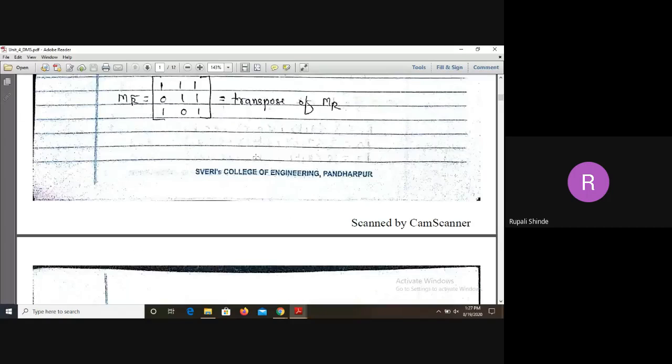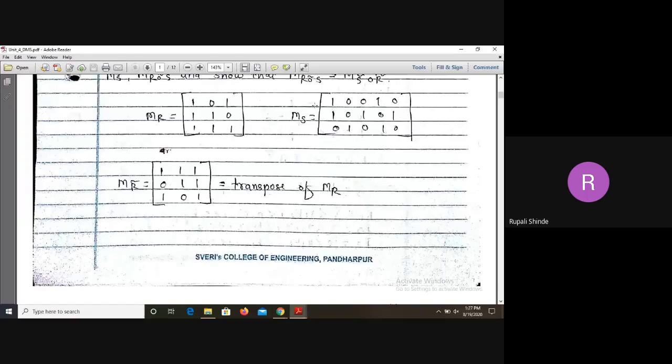Likewise we have to take now third row first column. So third row is 1 1 1 and first column for S is 1 1 0. So first value is 1. Now check for second value. What will be the second value?